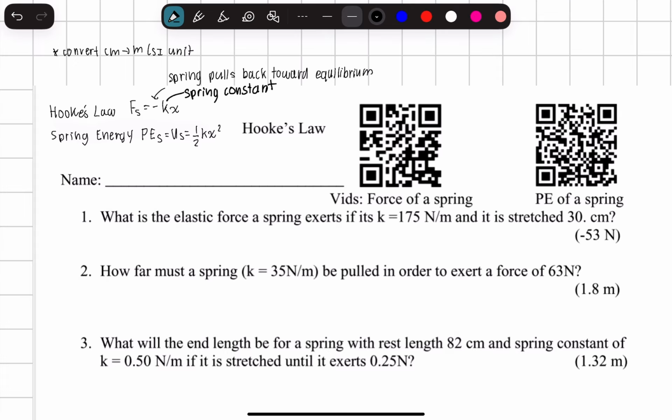Also, you need to know the formula for spring energy, which is PES, another notation for potential energy of a spring, equal to 1/2 k x squared.